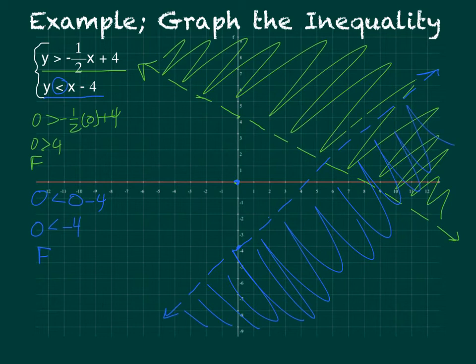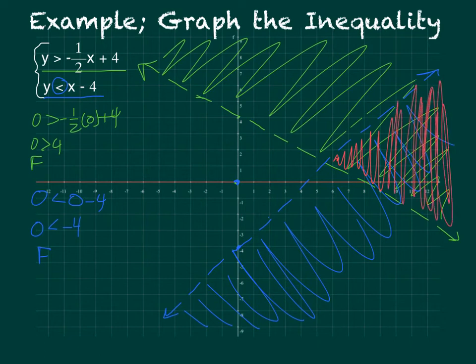Alright, now this one, because two things had to be true, our answer is going to be our overlap. So my answer is actually just going to be this section right here, which is both green and blue. So you just shade that a little bit darker, and that's your final answer.